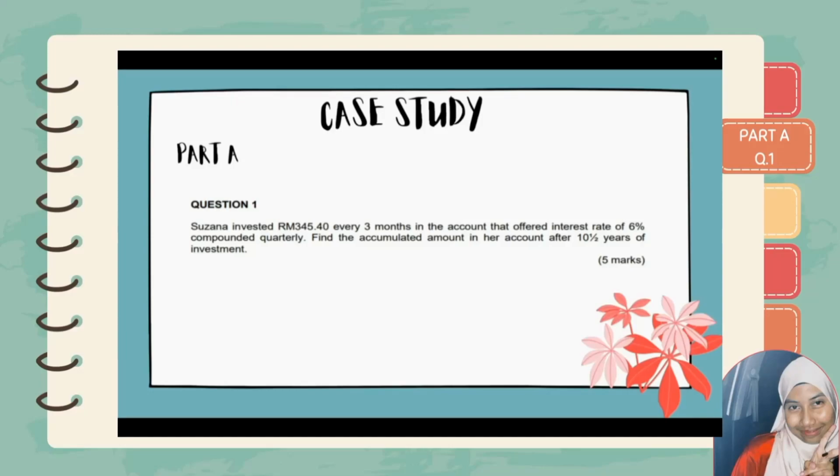Next, we go to the case study questions. Part A, question 1. Susanna invested RM345.44 every 3 months in an account that offers an interest rate of 6% compounded quarterly. Find the accumulated amount in her account after 10 1/2 years of investment.